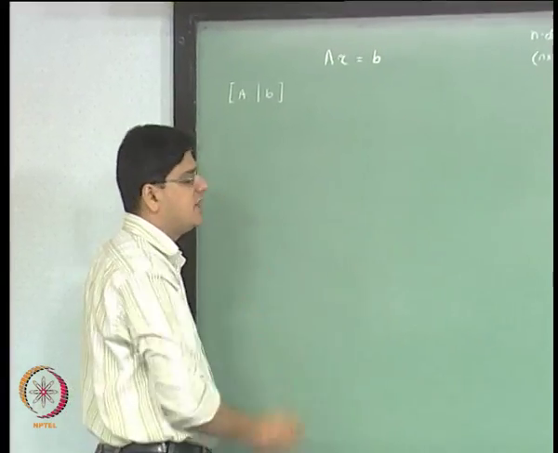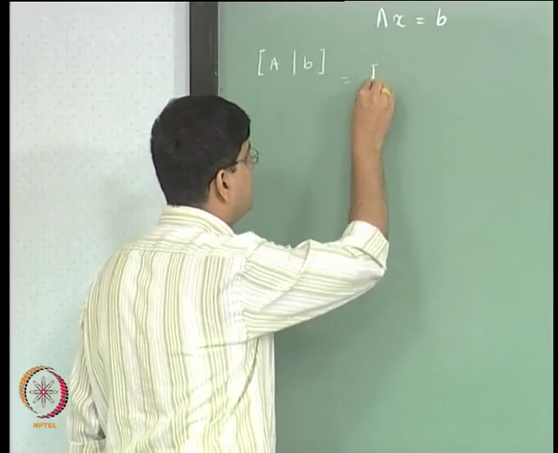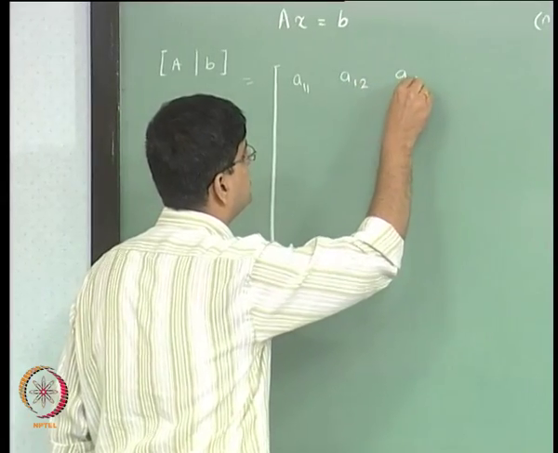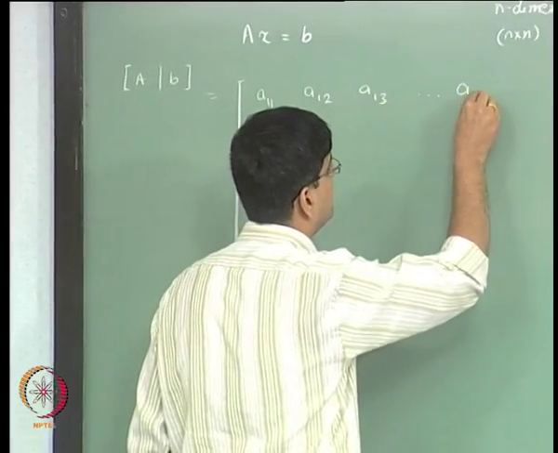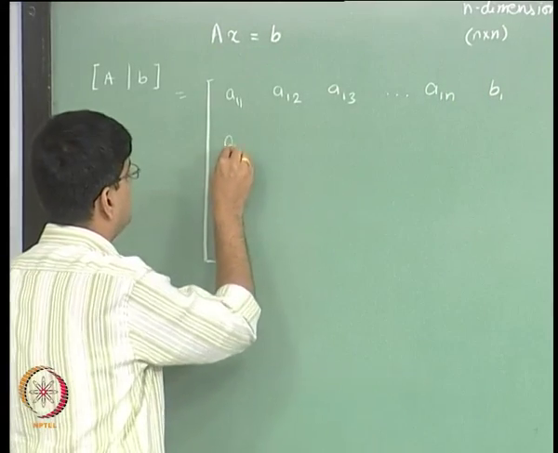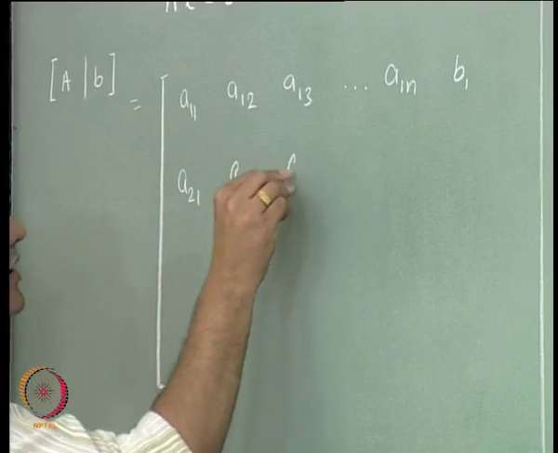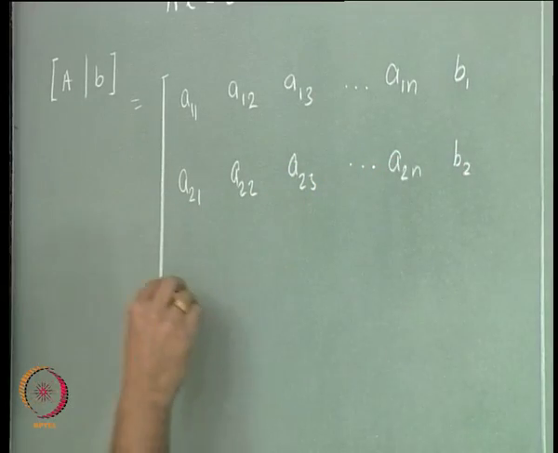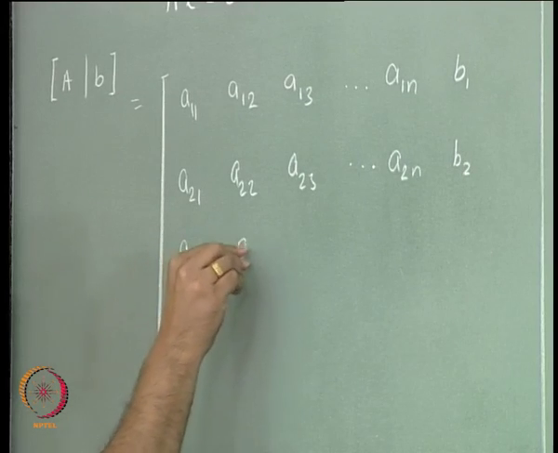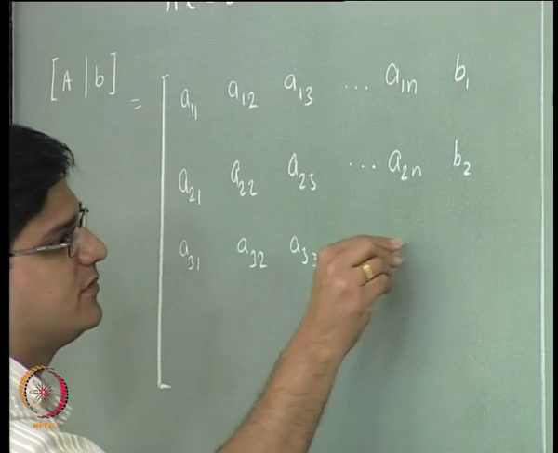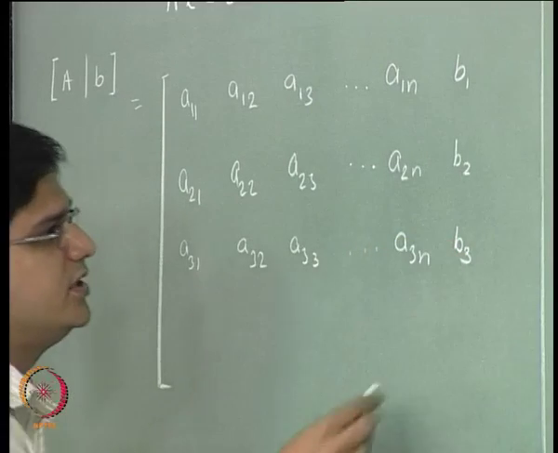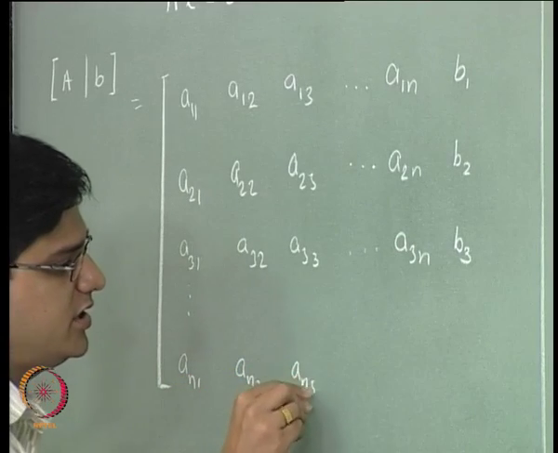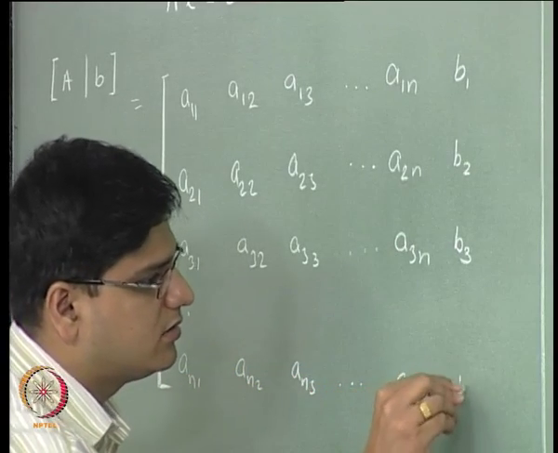So let us look at the A B matrix, and the A B matrix is going to be A11, A12, A13 and so on up to A1n, B1; A21, A22, A23, up to A2n, B2; A31, A32, A33, up to A3n, B3; and so on up to AN1, AN2, AN3 and so on up to ANN, Bn.